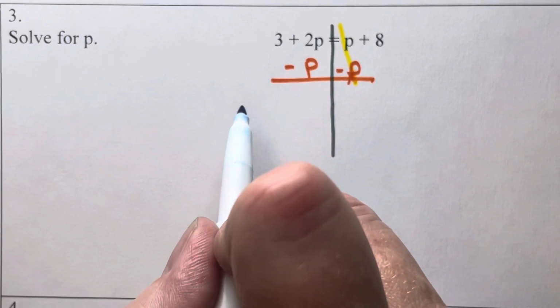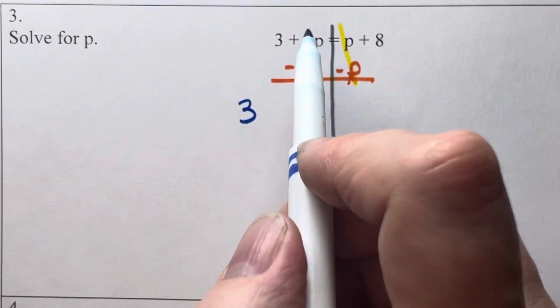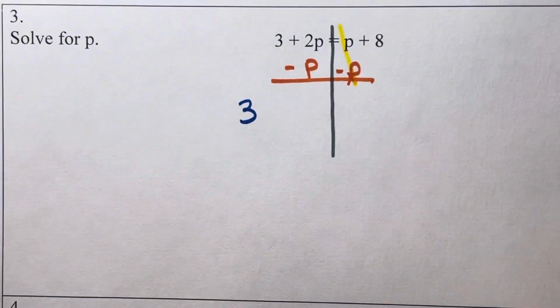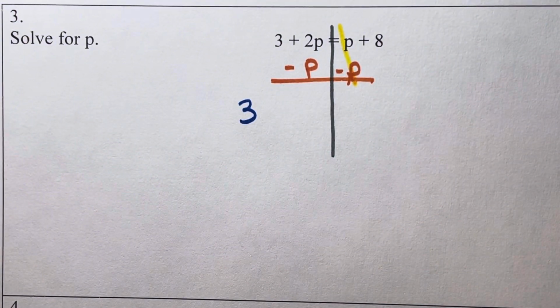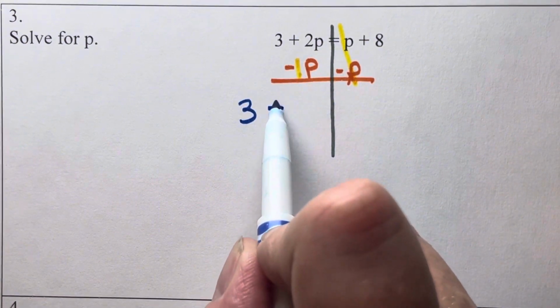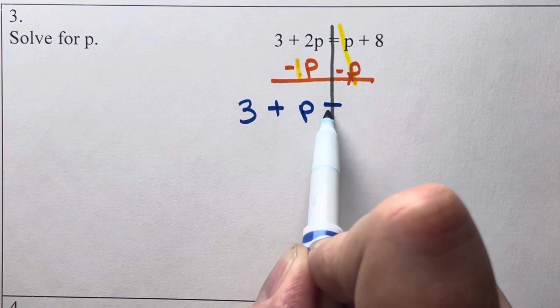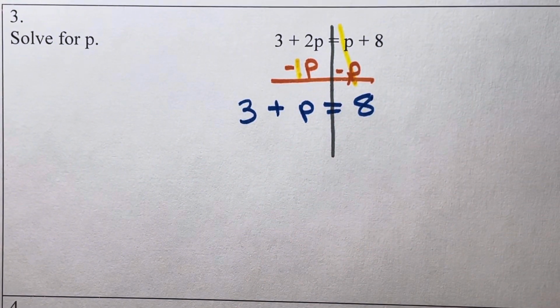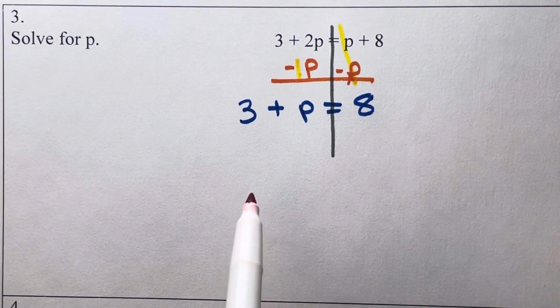This gives us 3. And how many piglets? Well, this is an understood minus 1 piglet. Okay, so 2 piglets minus 1 piglet, that is 1 piglet, equals the 8 that is on the right side of the river. Great. Finally, this is nice and easy.